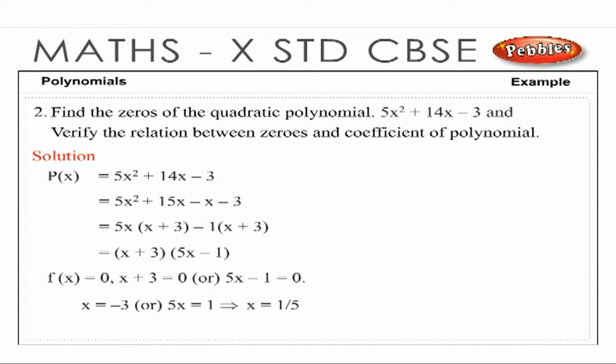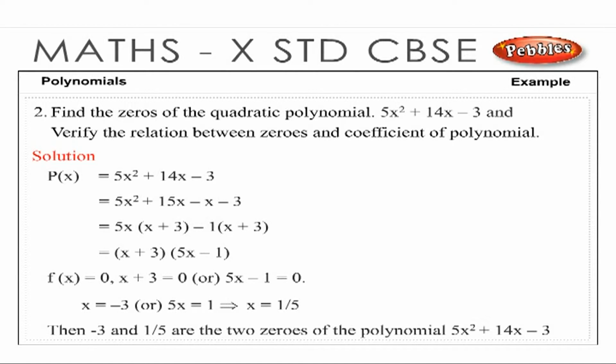P(x) is equal to 0. x plus 3 is equal to 0 or 5x minus 1 is equal to 0. x is equal to minus 3 or 5x is equal to 1, which implies x is equal to 1 by 5. Then minus 3 and 1 by 5 are the two zeros of the polynomial 5x square plus 14x minus 3.